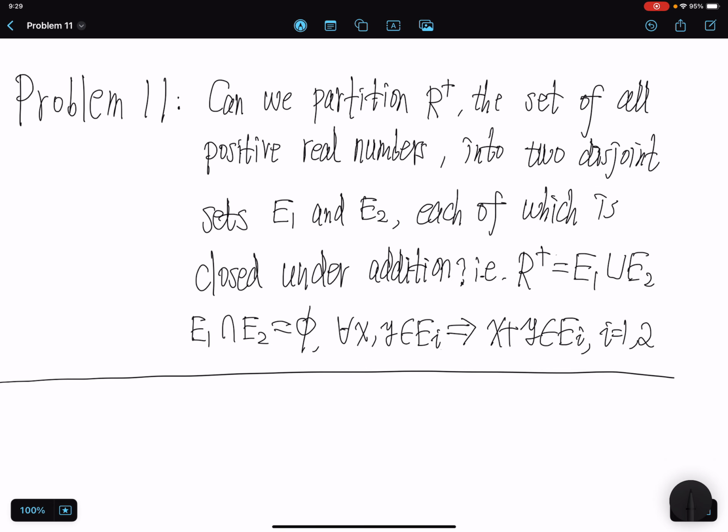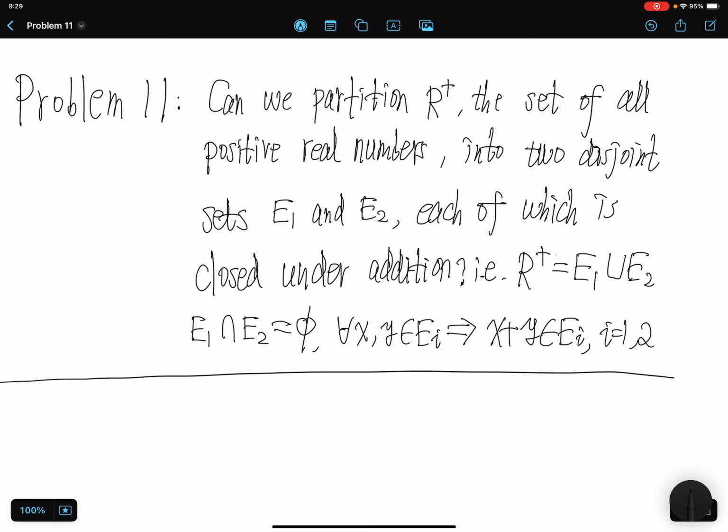Today we'll be working on the following problem. Can we partition R plus, the set of all positive real numbers, into two disjoint sets, E1 and E2, each of which is closed under addition, which means for all x and y in E sub 1, the sum is also in E sub 1. That's what we mean by closed under addition. So pause the video if you want to work on this problem by yourself.